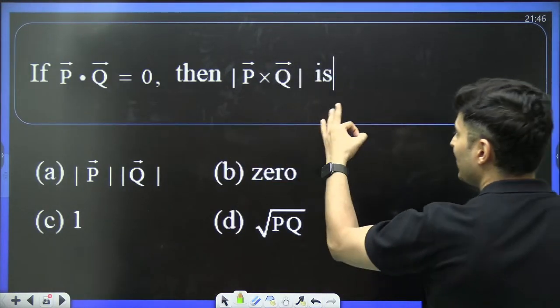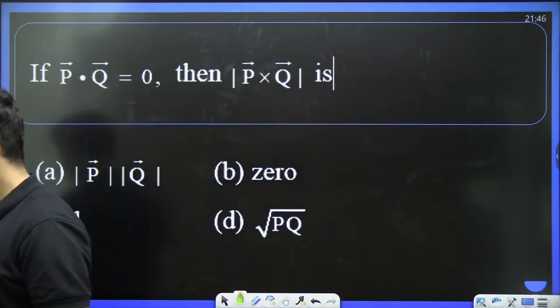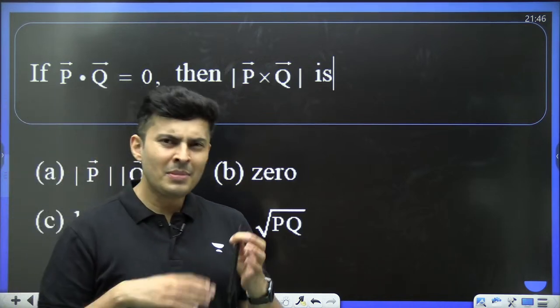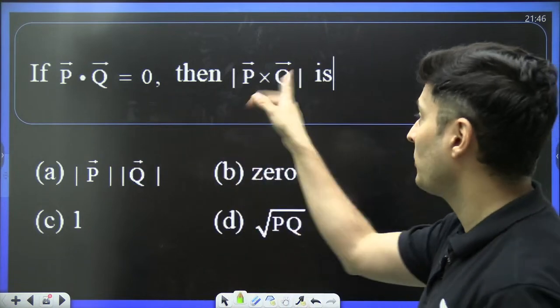P dot Q is 0, then P cross Q is? P dot Q is 0. Think what it means. Then you will get the answer for P cross Q.